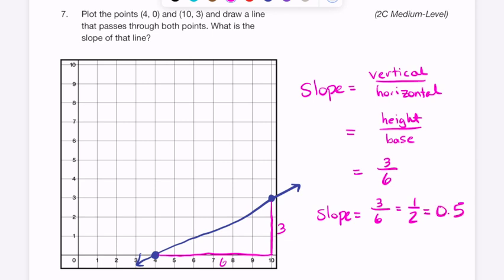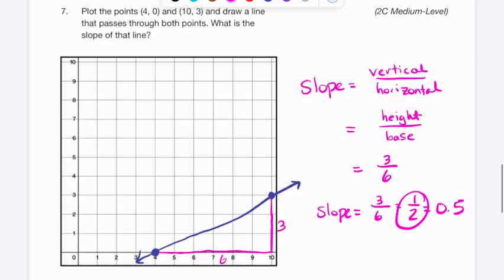In general, the best version of this slope is 1/2. Slope is much more helpful when it's in fraction form, as we'll continue to see, versus decimal form. But ultimately, I would accept any of those on the test. Cool.